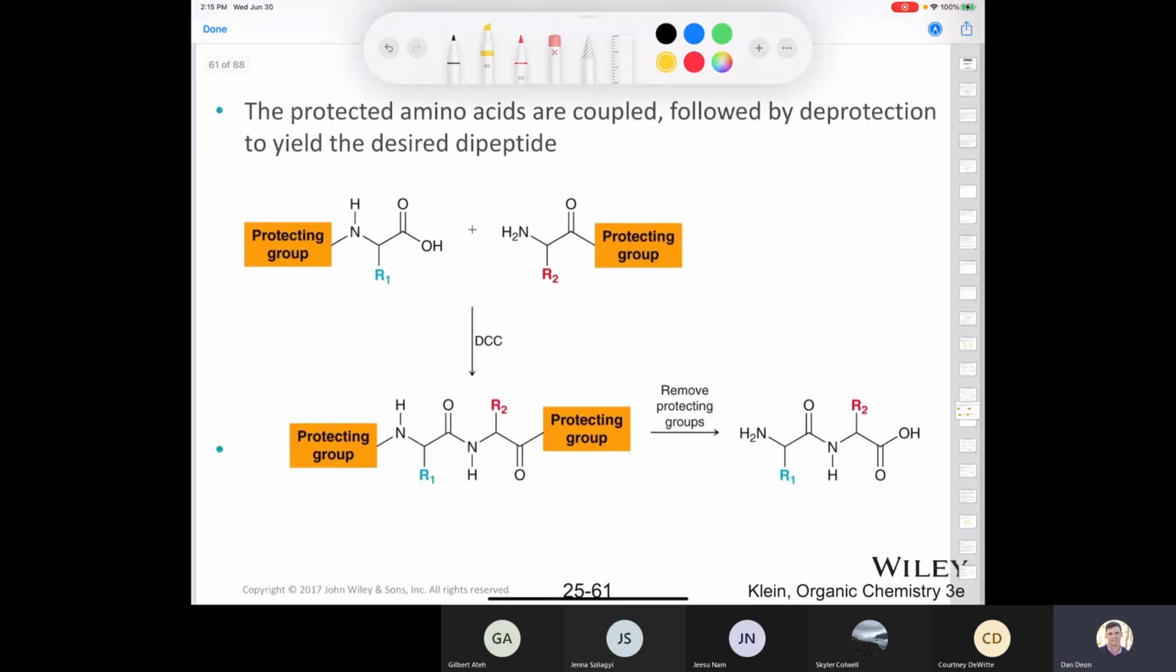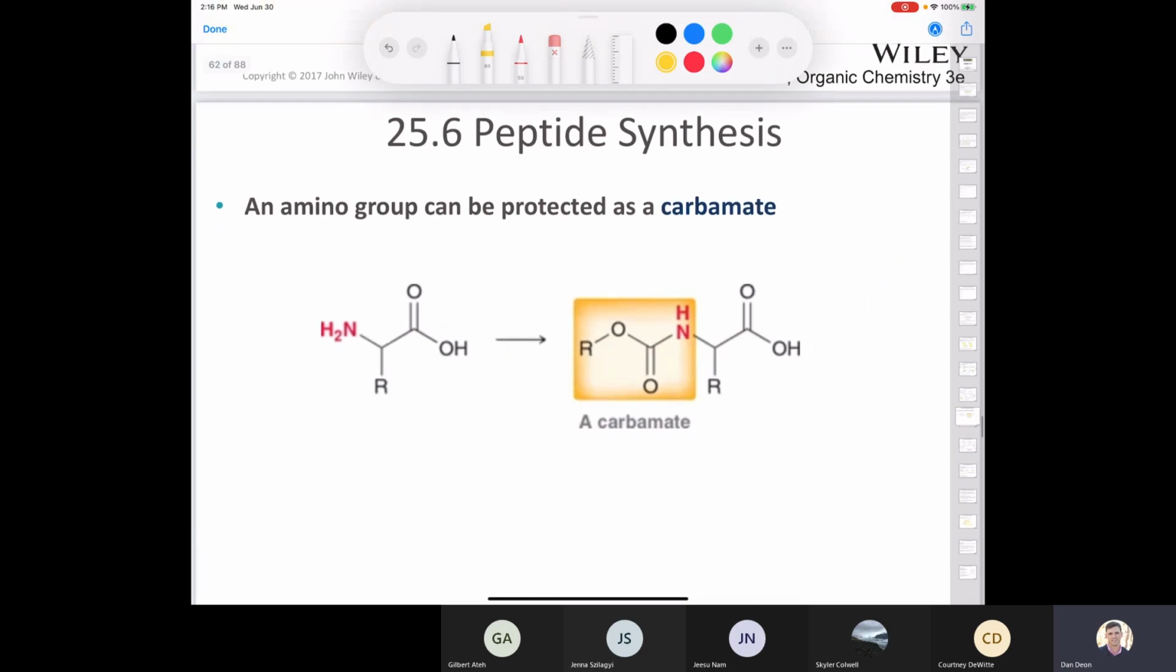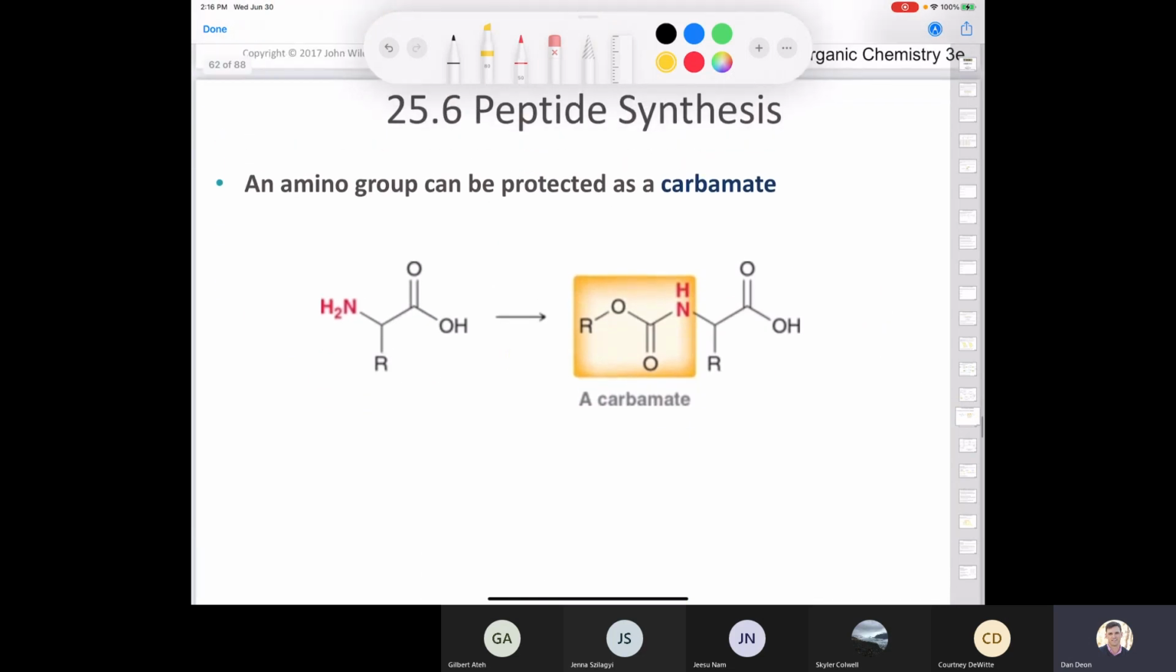We would make that peptide bond, and then we could remove the protecting groups, and there you go. Now we have the dipeptide that we want. Again, what type of protecting groups do we use? Let's cover them. The first thing is that the amino group can be protected as a carbamate.